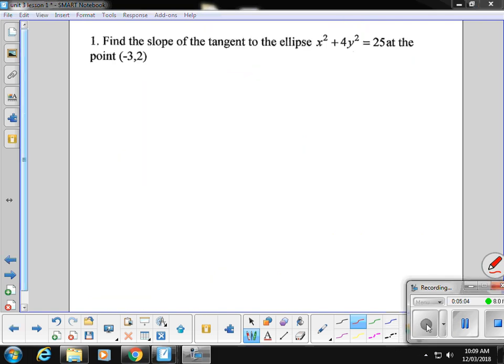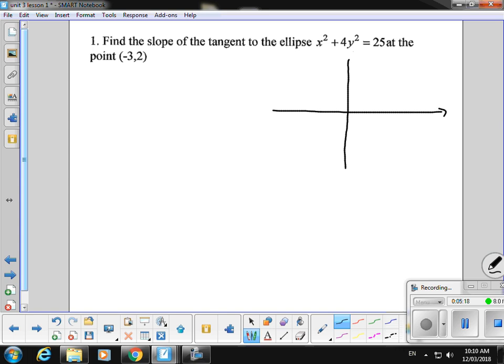Let's look at a second example. Find the slope of the tangent to the ellipse x squared plus 4y squared equals 25 at the point -3, 2. The first thing I would like to do is just draw a rough diagram. Ellipses are not in the curriculum so much anymore. So a strategy we can employ is to come up with the intercepts if we want to draw it.